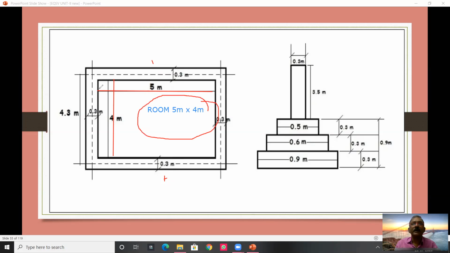Then you have to write like this: long wall length and short wall length. You have to picturize this plan in your mind: the length is 5 meters, and 4 meters is your short wall length. There are 2 long walls and 2 short walls. After understanding, we'll do the 2 rooms problem, then the 4 rooms problem. Then what is the width here? The wall is 300 mm.